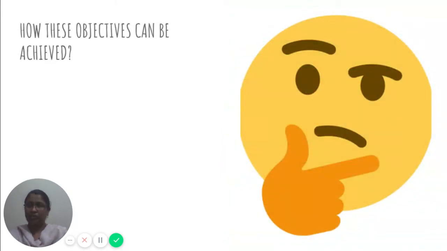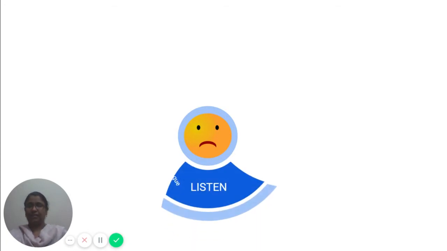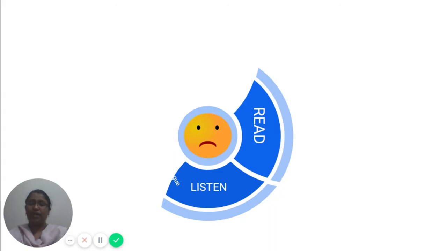And how can these objectives be achieved? Of course, this is going to be a very big question, a very big problem which will be threatening you. But there is a solution for it. I want you to give importance to all these skills like listening. Whenever you are given a lecture, you should pay full attention to the lecture and listen to it carefully. Then you should go for reading.